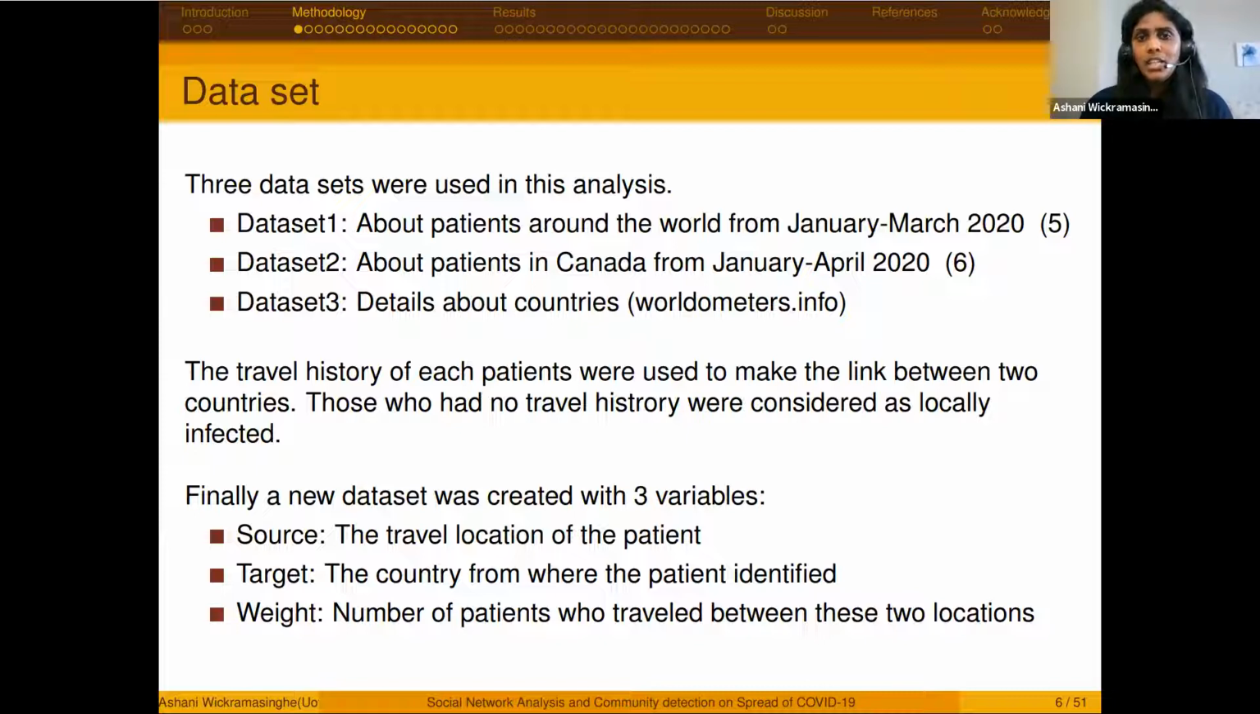Travel history information is really important to create these networks, as we are using travel locations to create links between countries. Some patients had more than 1 country name in their travel history. Then we created multiple rows for those patients. Those patients who had no travel history were considered locally infected. Finally, after cleaning the data, we created new data sets for world and Canada with these 3 variables to create the network. The first variable is source. This is the travel location of the patient. The target is the country from where that person was identified as a COVID patient, and the weight is the number of patients who traveled between those 2 locations.